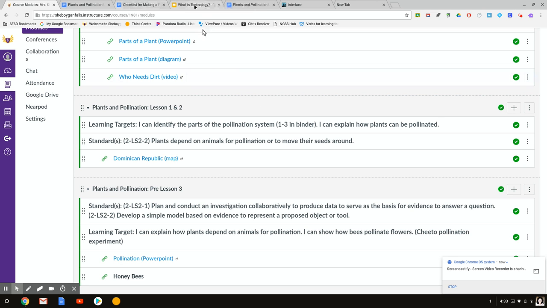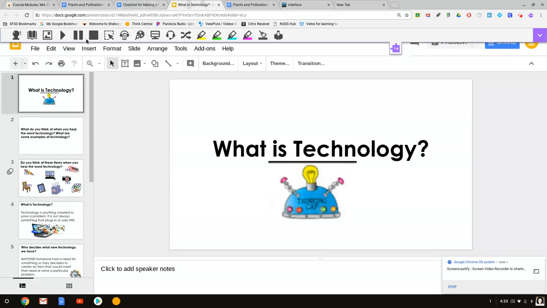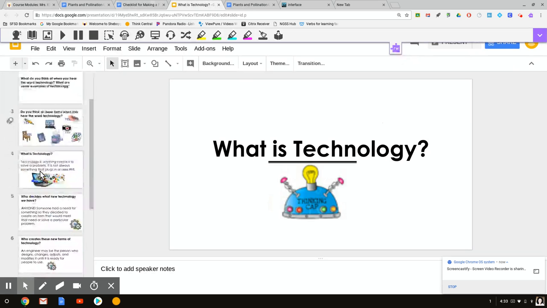As we went, we made sure also that if they needed things read to them, that Read Write Google was available to them. We had pictures available. We made sure that all of the PowerPoints with the explanations were available through Canvas as well.